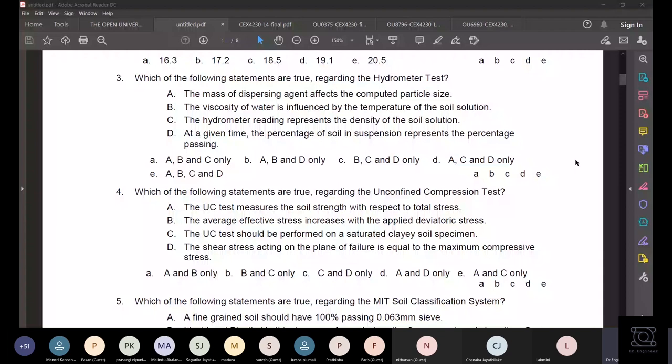Right, there's an issue there. So in that case, this MCQ has no answer. B and C are fine, A is wrong, but D has a small contradiction when it comes to the percent passing statement. Now we'll discuss what the person wanted to say.